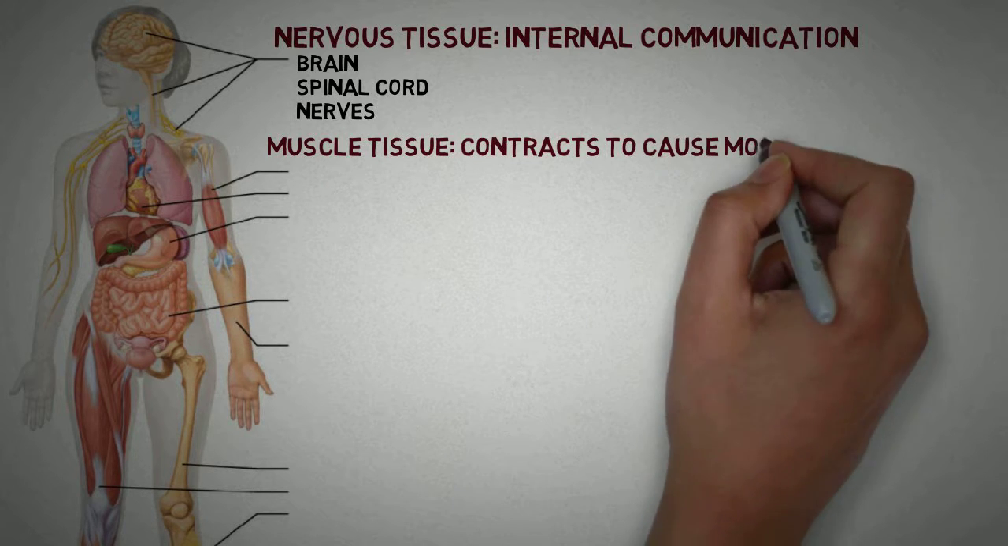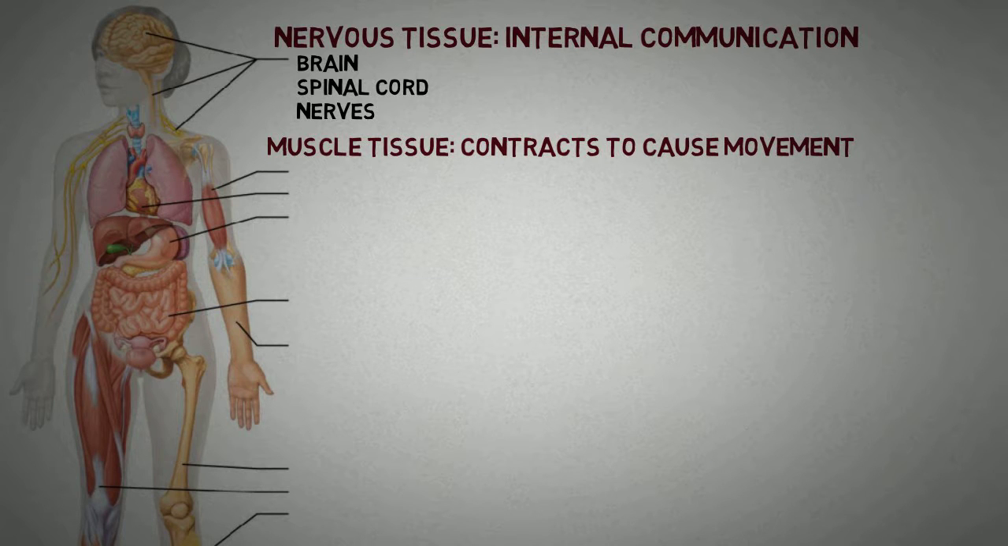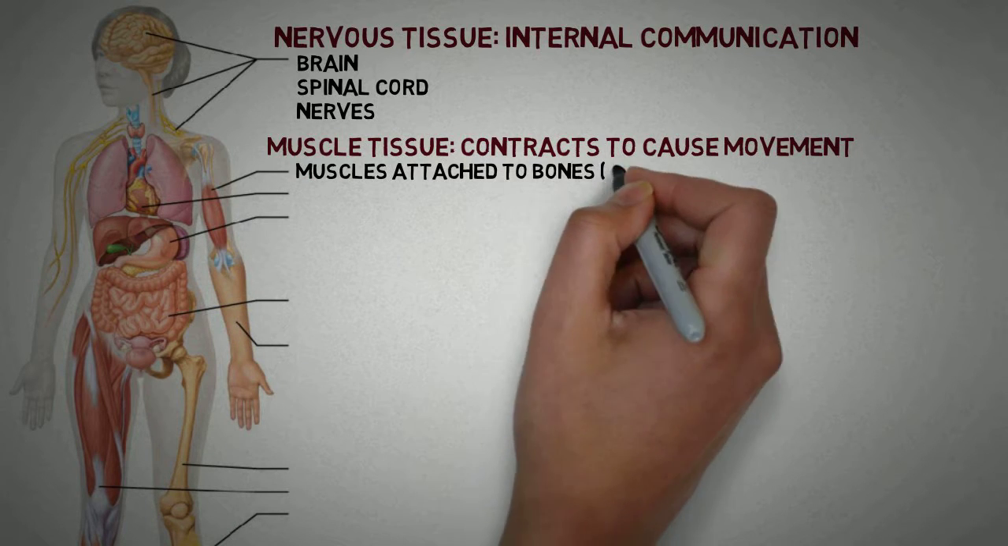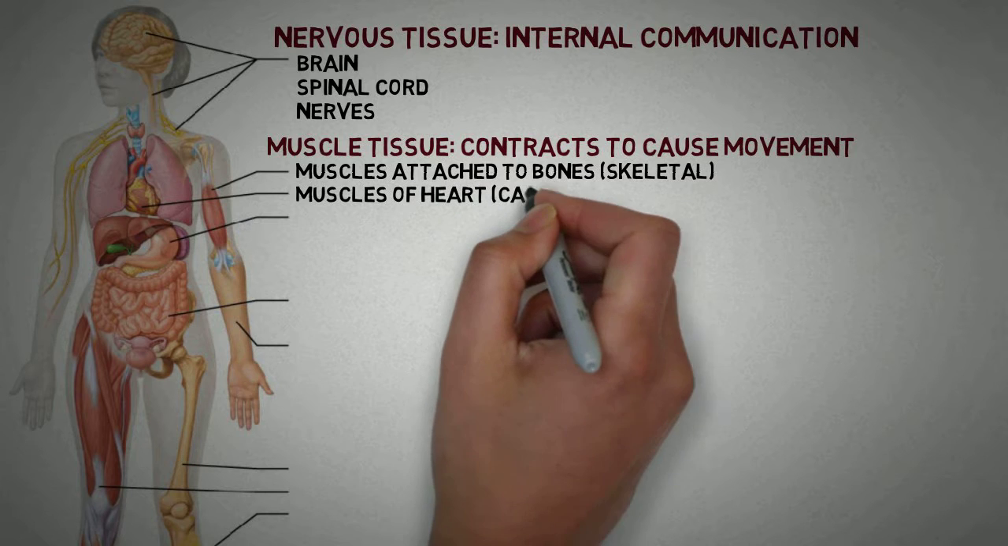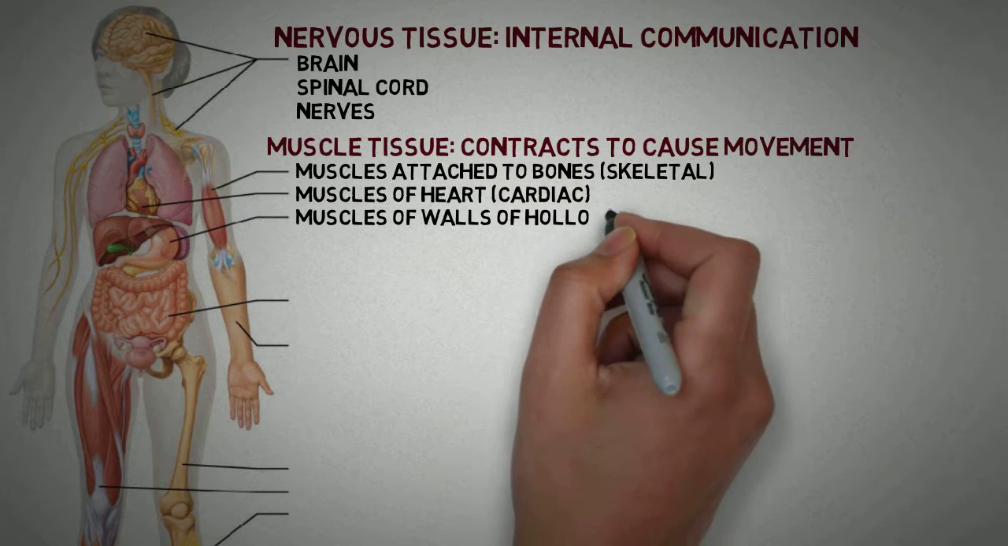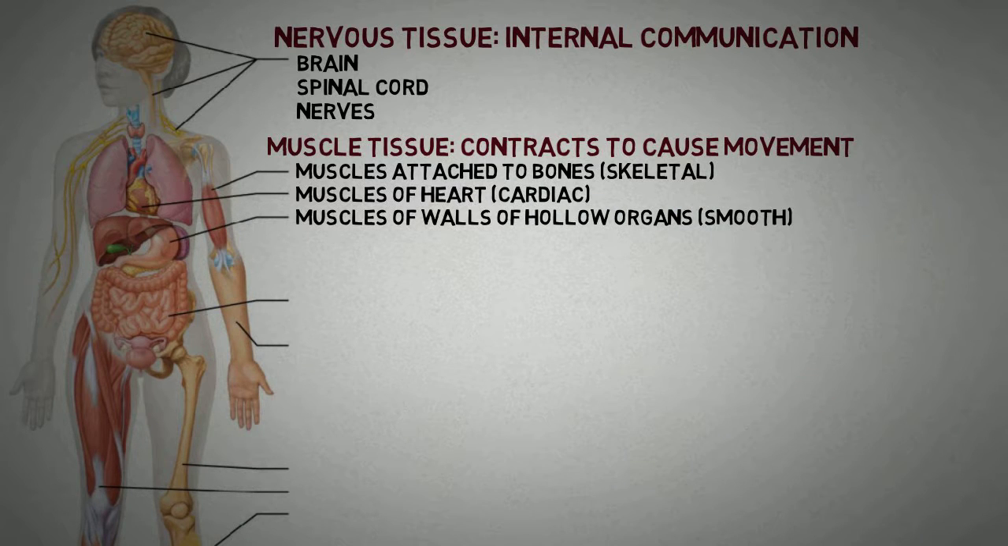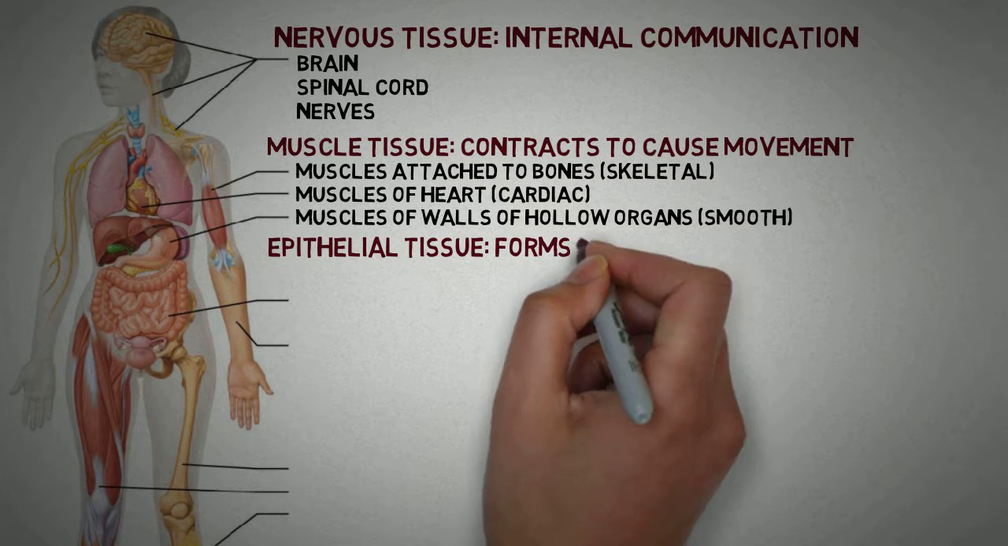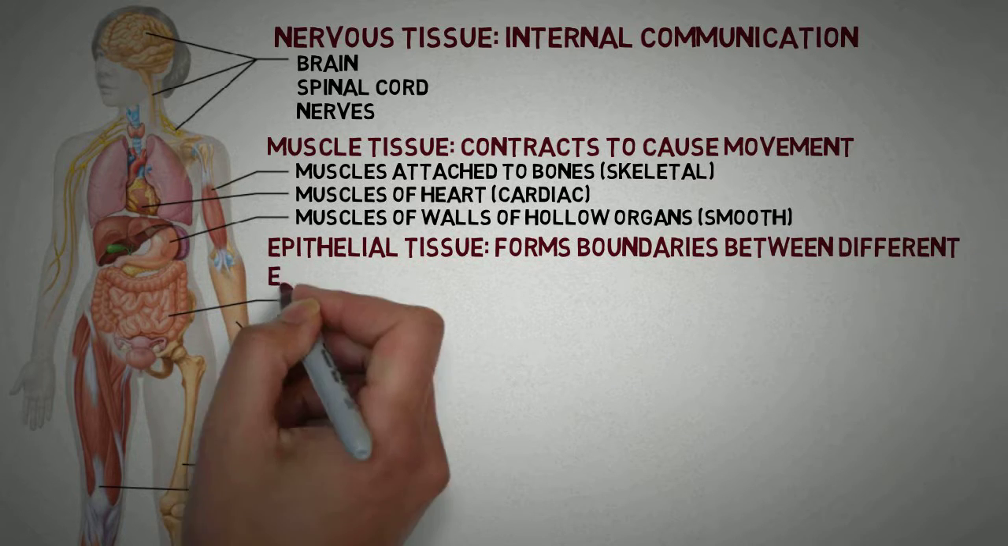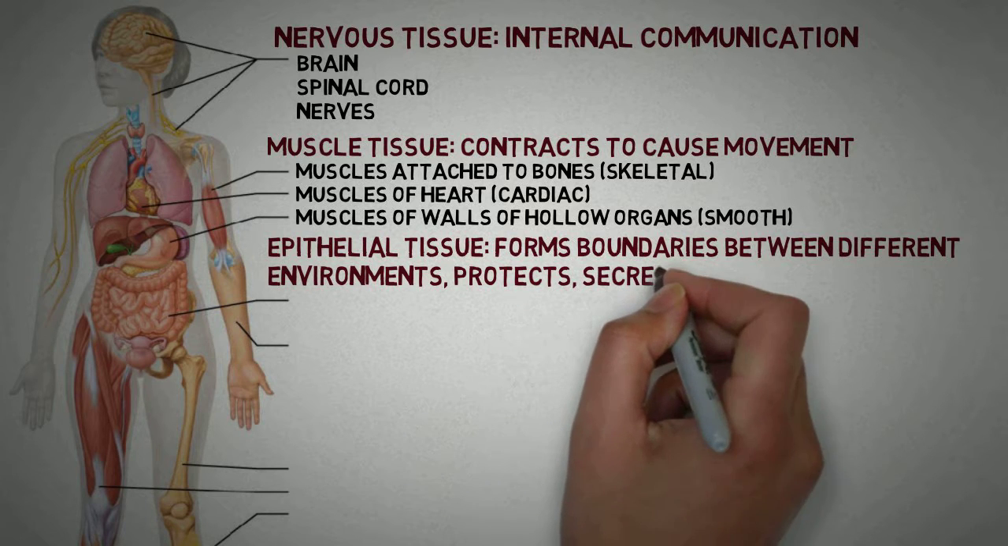Now, muscle tissue is a type of tissue that is specifically designed to contract or cause movement. Muscles that attach to the skeleton are skeletal muscle tissues. There's cardiac muscle tissue, and of course there's smooth muscle tissue. Smooth muscle tissue is found in a lot of our vessels.